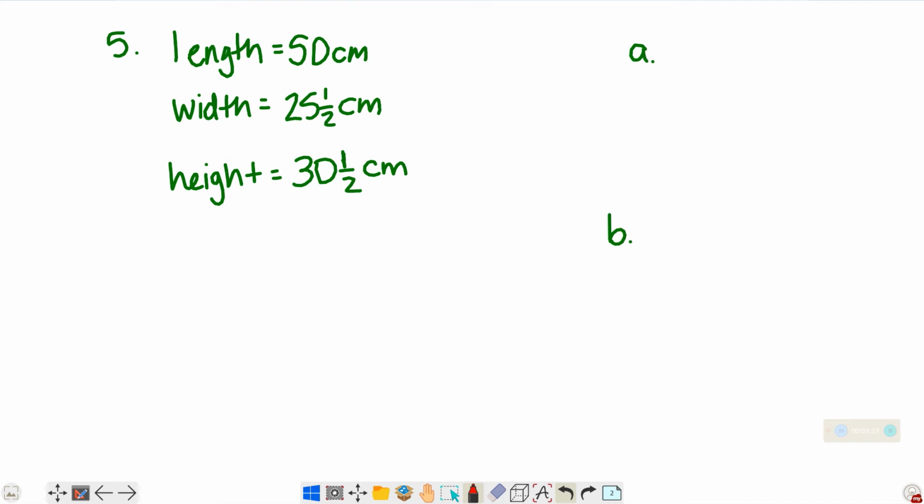We're going to do the exact same thing. Let's start by changing these to improper fractions. 25 times 2 is 50, plus 1 more is 51 over 2. 30 times 2 is 60, plus 1 is 61 over 2. All right, so we have the first one, which is length times width times height.